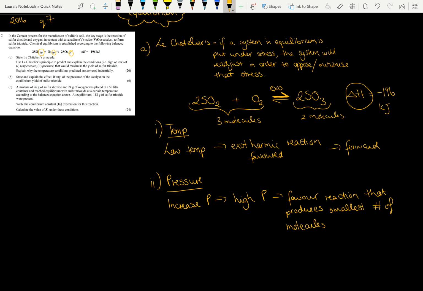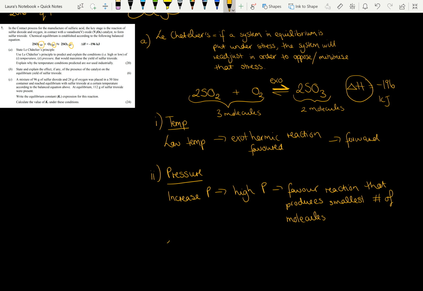Now, the final question that they're asking us is, explain why the temperature conditions predicted are not used industrially. So we met this in our case studies. We had a look at the contact process and the Haber process in terms of industrial case studies. And the main reason why we don't actually keep our reactions at a low temperature is, if we think back to our rates of reaction chapter, if we decrease the temperature, we slow down the rate of reaction, which is not ideal and it's not economical. So it slows down the rate of reaction, and that is uneconomical in terms of industry.